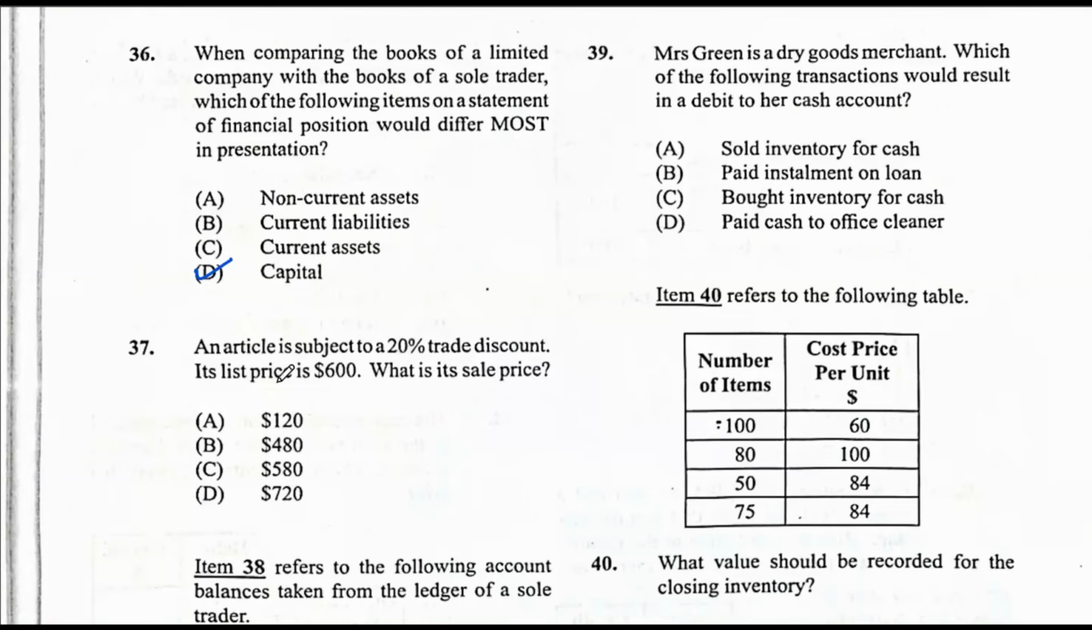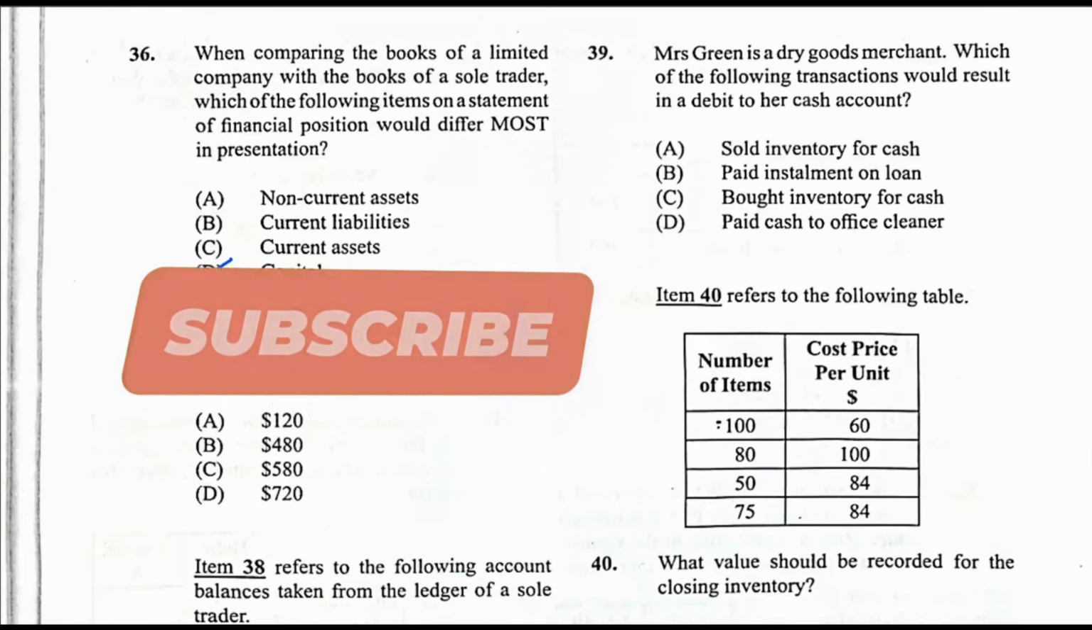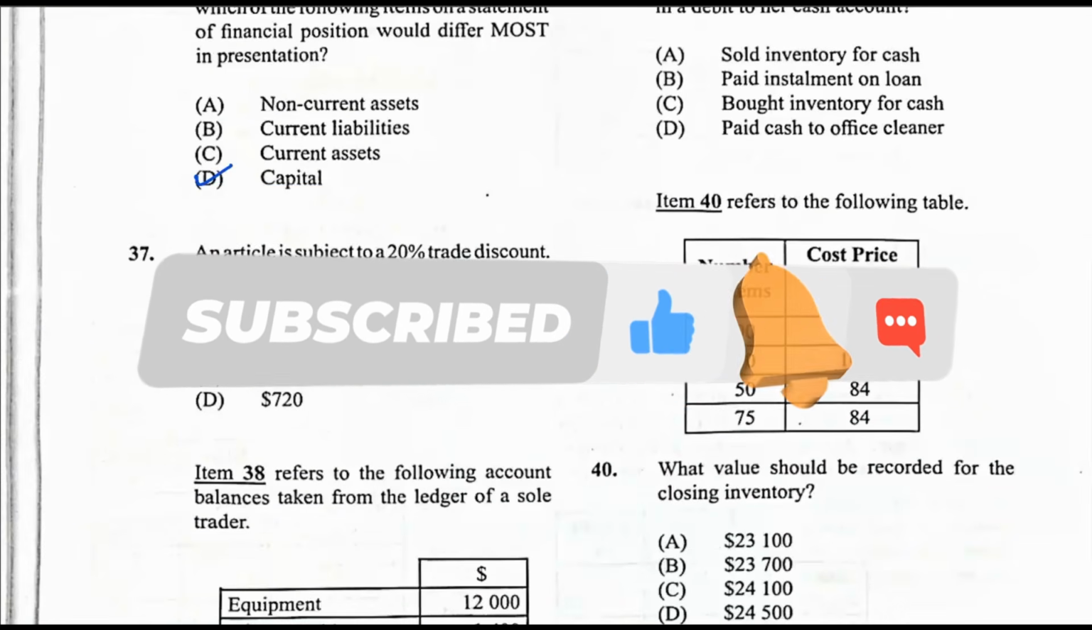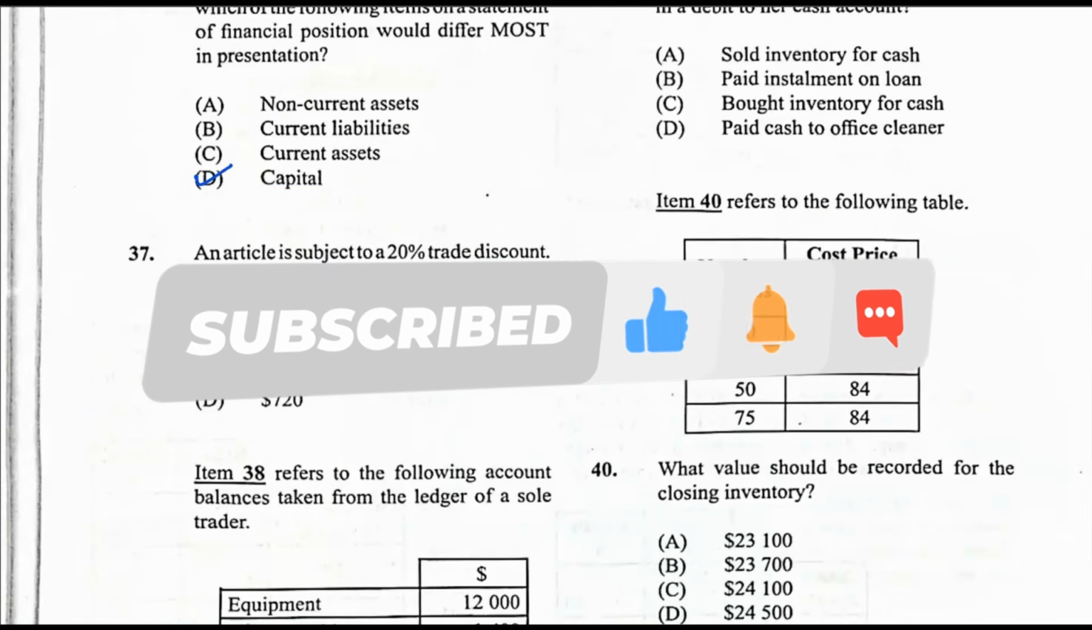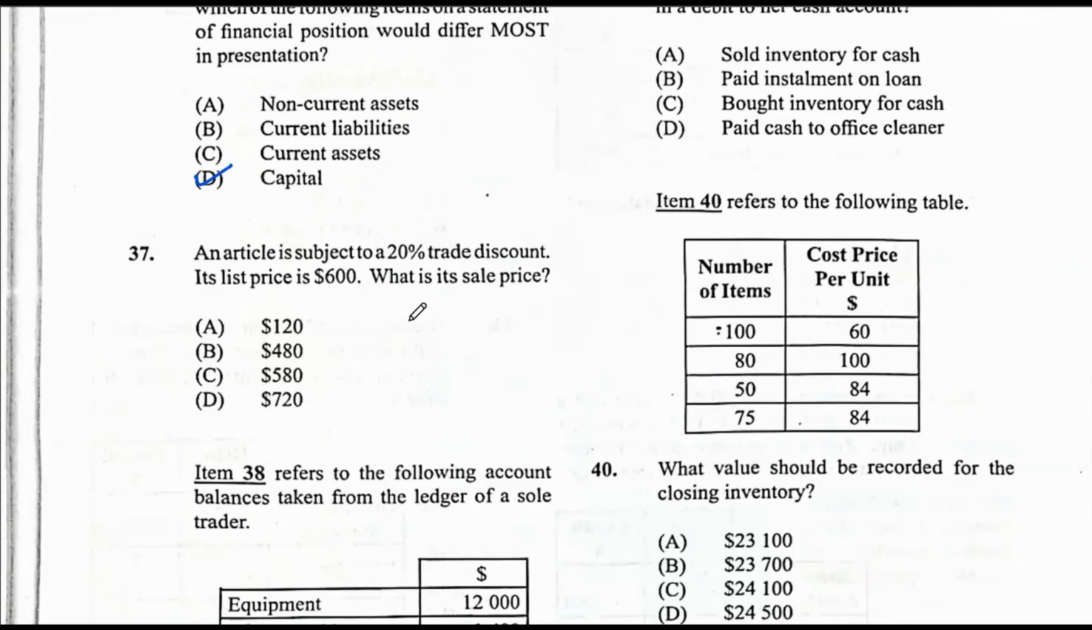Now, question 37. An article is subject to a 20% trade discount. The list price is 600. What is the sales price? We already discussed trade discount in an earlier question, and trade discount is a reduction in the price given because of bulk buying and so on. If the list price is 600 and you're getting 20% off, 600 by 20% means you're getting $120 off. Therefore, what you would have to pay would be 480. Good job. That is the sales price.